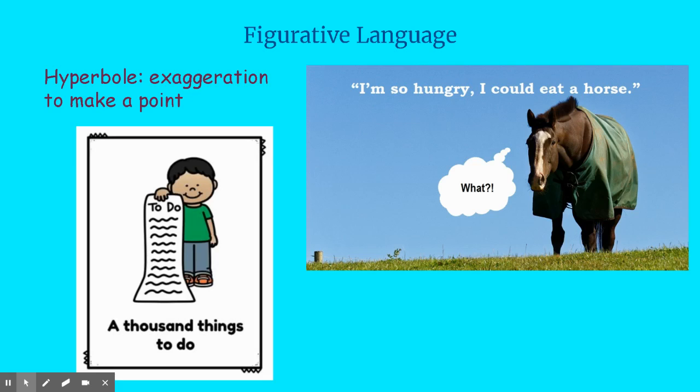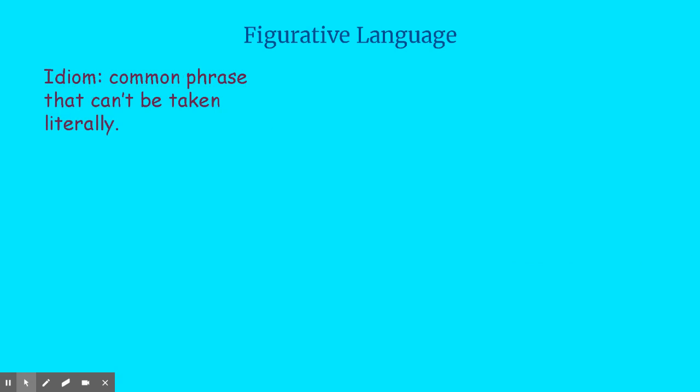Or I have 1,000 things to do. Sometimes, especially with remote learning, we might feel like that, but we don't actually have 1,000 things to do. But when you say that to someone, they just know that you feel like you have a bunch of things to get done. And then we have idioms, which are just common phrases that can't be taken literally.